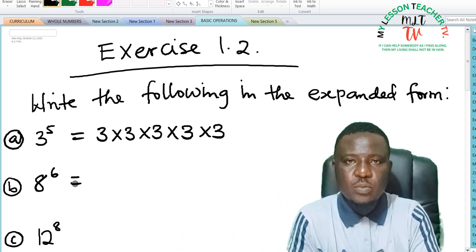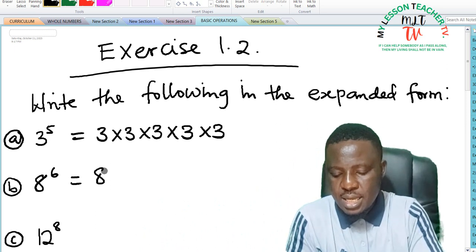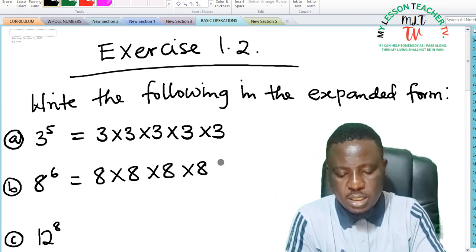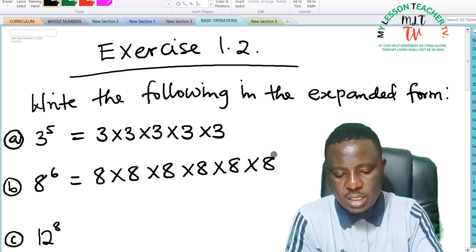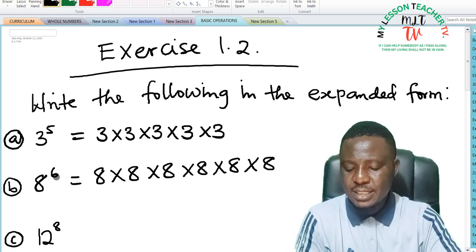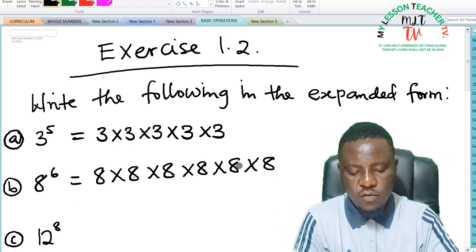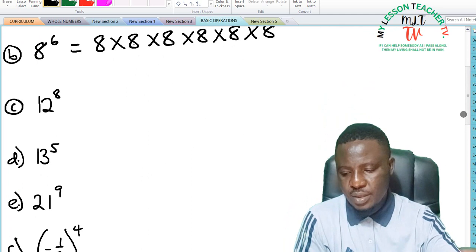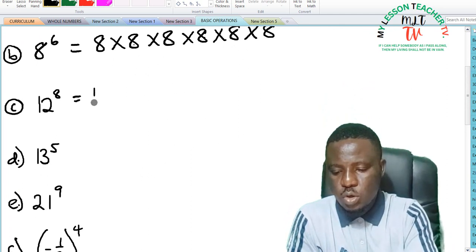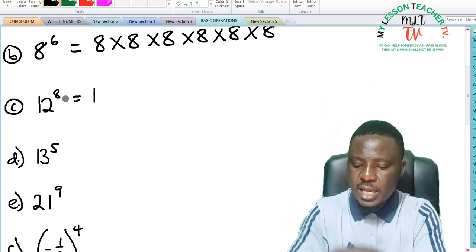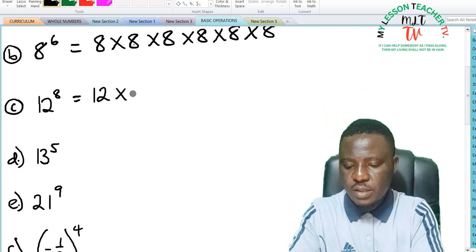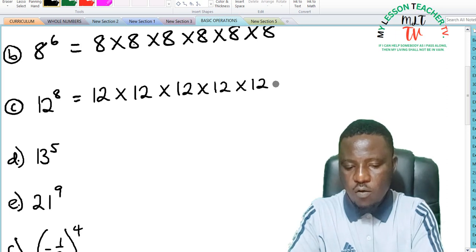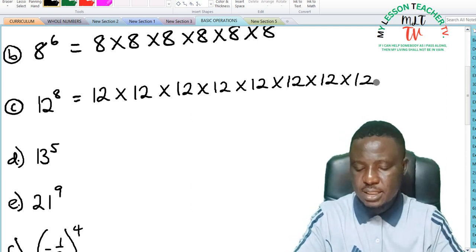B, 8 to the power 6 can be written as 8 times 8 times 8 times 8 times 8 times 8. That is 8 multiplying itself 6 times: 1, 2, 3, 4, 5, 6. C, this is equal to 12 multiplying itself 8 times. That is 12 times, 2, 3, 4, 5, 6, 7, and 8.